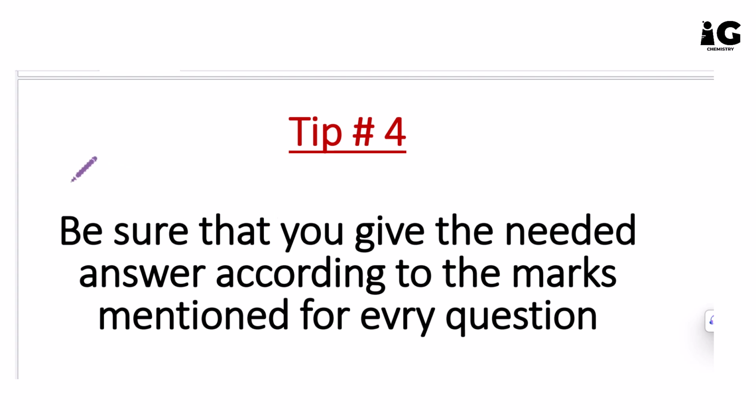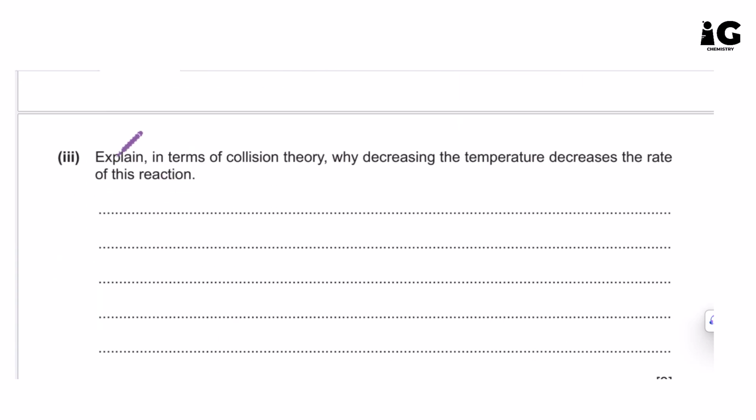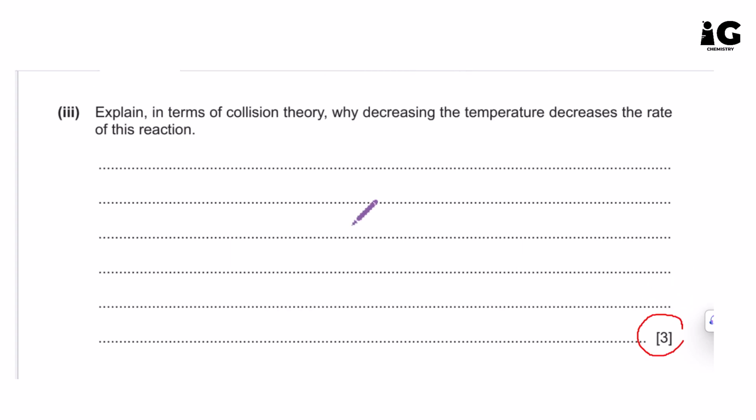Last tip, number 4, is be sure that you give the needed answer according to the marks mentioned for every question. For example, if you read this question: explain in terms of collision theory why decreasing the temperature decreases the rate of this reaction. Sometimes students understand the question and also know the answer, but they don't take care about the number of marks mentioned here. Here you have 3 marks. It means, guys, you need to mention 3 different points, and they should be related to the answer, of course. So don't write only one reason. You need to write 3 different points.